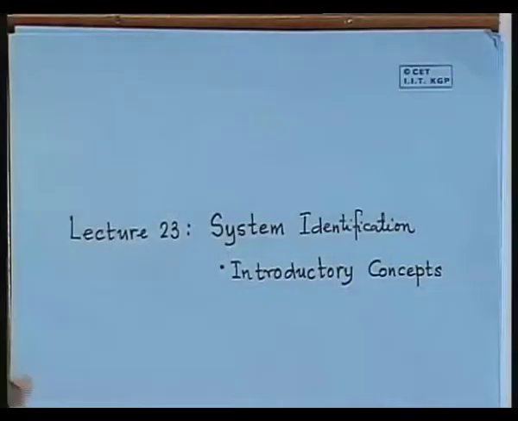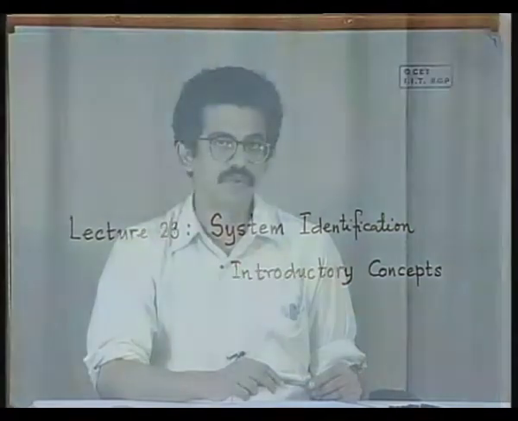We will today start our last module on system identification, and we will discuss some introductory concepts today before looking at the algorithms. It is important to, in anything, before you really take a detailed look, take a bird's eye view or the big picture.